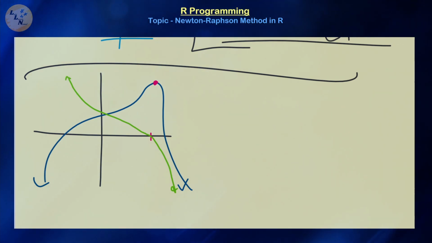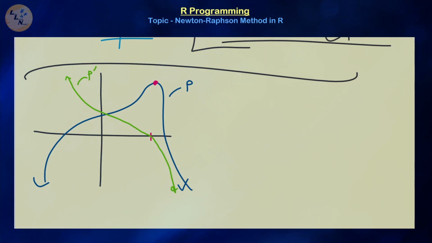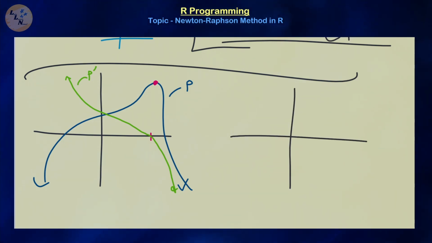So this blue curve is going to represent p, and this green curve is going to be represented by p prime, or the derivative of p. So now, if we focus just on the derivative of p, and let's stretch the curvature of that just a little bit so we can get a nice graphical understanding of what's going on here.